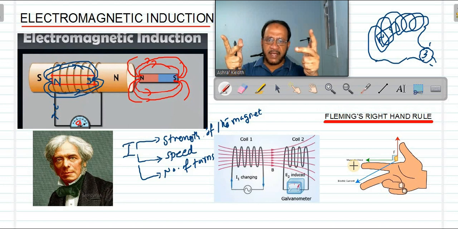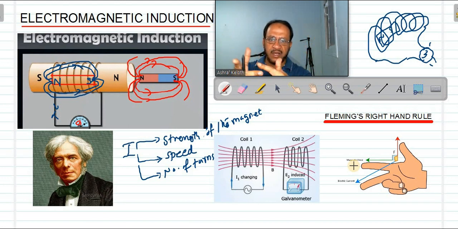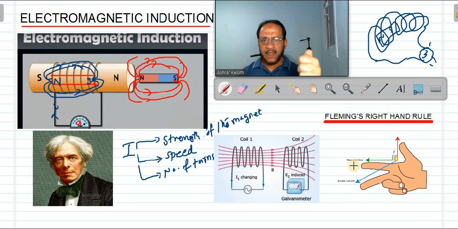Both are FBI. In an electric motor, we are giving a magnetic field, we are giving a current, and we are getting a force. And by that force, the motor rotates. In a generator, we are giving the force, we are giving a magnetic field, and we are getting an induced current, middle finger, FBI. Got it?